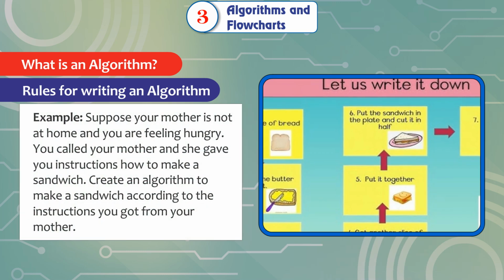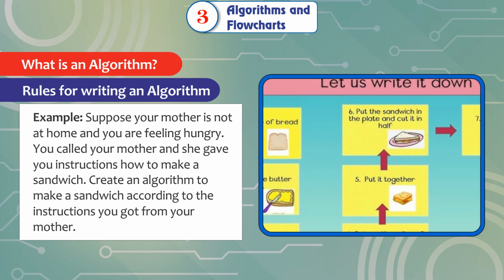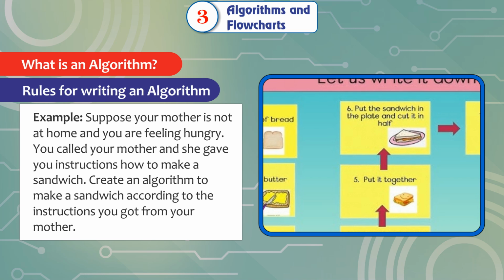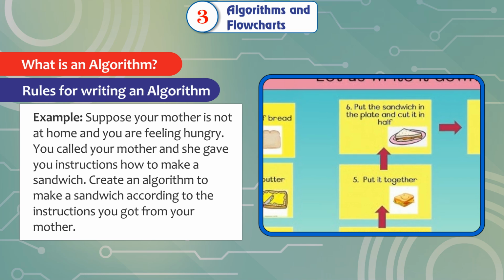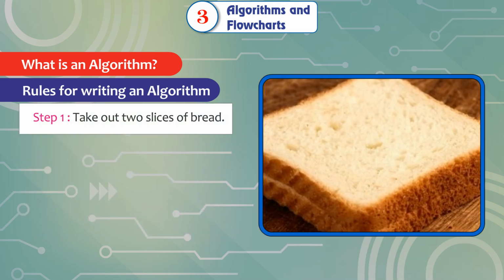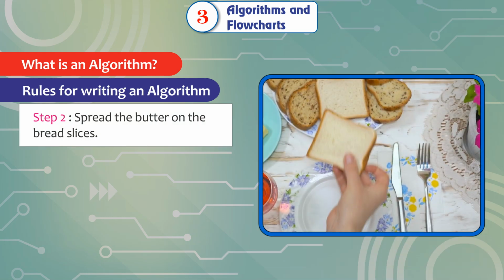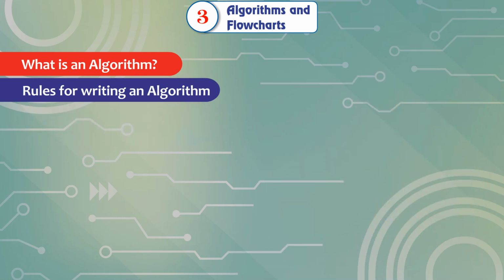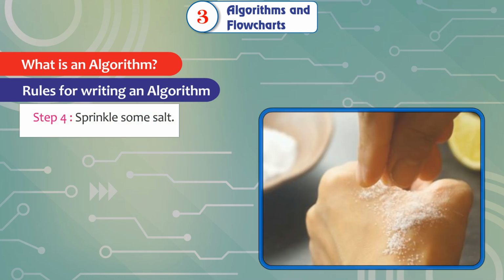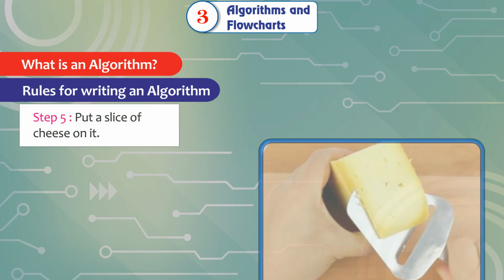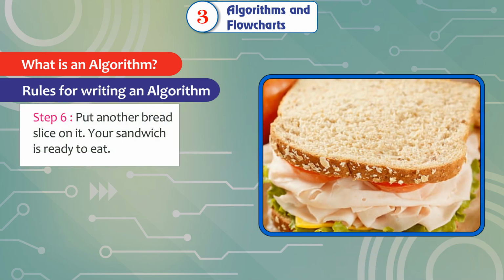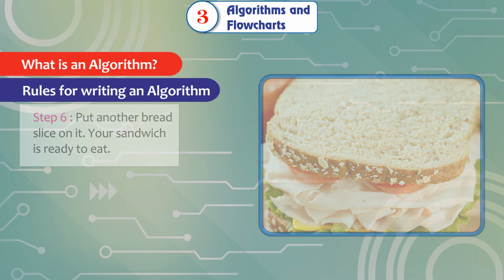Example. Suppose your mother is not at home and you are feeling hungry. You called your mother and she gave you instructions on how to make a sandwich. Create an algorithm to make a sandwich according to the instructions you got from your mother. Step 1. Take out 2 slices of bread. Step 2. Spread the butter on the bread slices. Step 3. Put a slice of paneer on one bread slice. Step 4. Sprinkle some salt. Step 5. Put a slice of cheese on it. Step 6. Put another bread slice on it. Your sandwich is ready to eat.